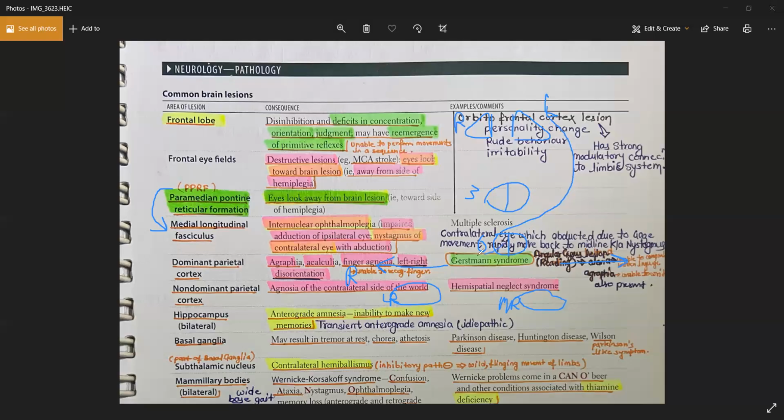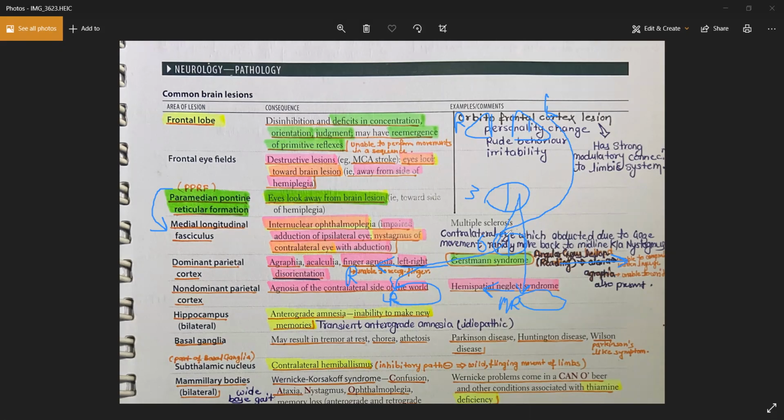This nerve will supply the right eye, to this part. After the PPRF activates the sixth nerve, the PPRF will send a signal to the MLF. The MLF will go contralaterally again, that means ipsilateral to the cortex side, where it will send a signal to my third nerve nucleus. The third nerve will go to this side of the eye, and it will make the eye look to the right side.